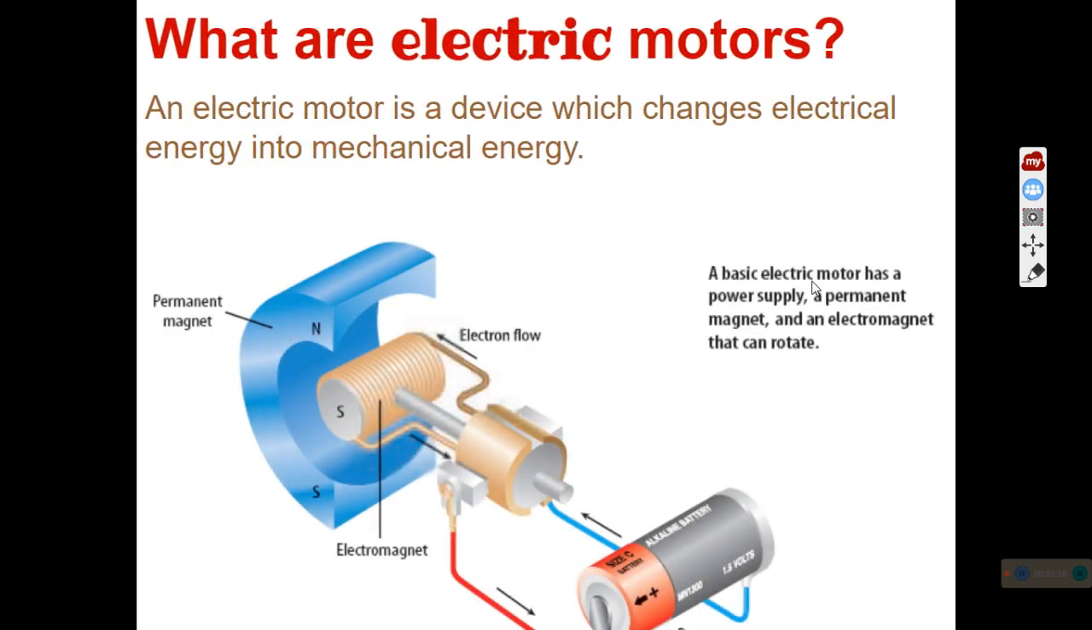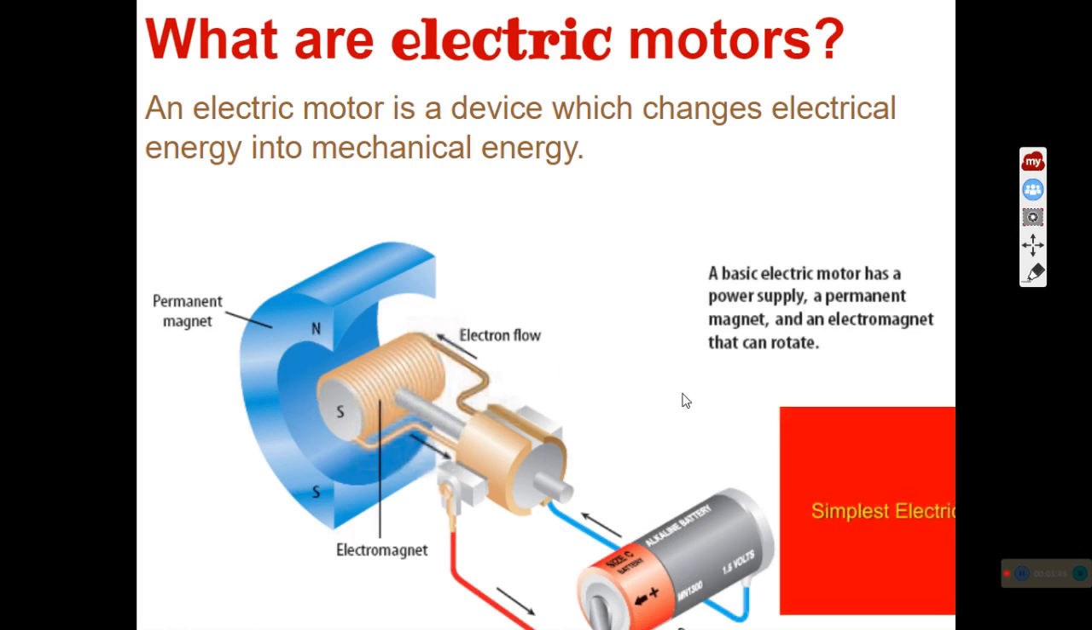So what are electric motors? A motor is a device that changes electrical energy to mechanical energy. And it gets this electrical energy from a battery. Think about your car. Your car motor gets its power from a battery. We've got a permanent magnet around this electromagnet where the electron flow is.